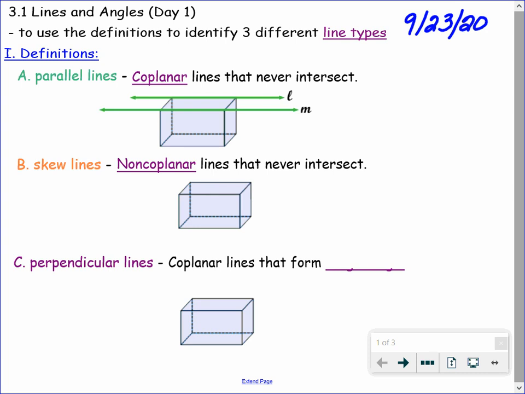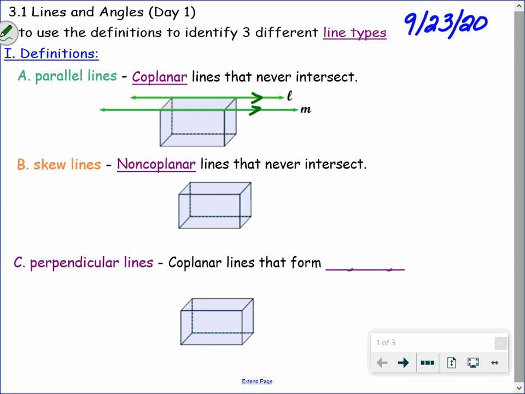So we have line L at the front of the room on the ceiling, and we have line M at the back of the room on the same ceiling, and so they are parallel. Now, how do you indicate that they're parallel? We know that lines already have arrows. We're going to add some arrows. I'm going to add an arrow to line L, and I'm going to add the same number of arrows to line M.